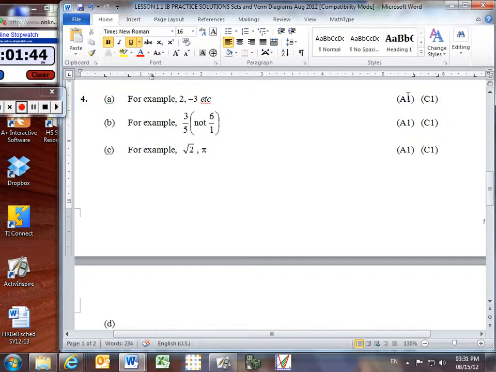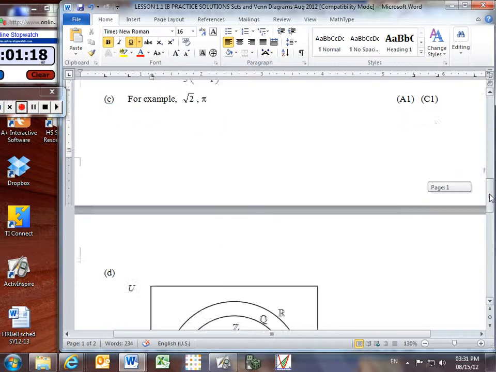In part B, we have to give a fraction, and this is what I was talking about. We don't want a denominator of 1, because then it would be an integer, and we want to make sure that it's only a fraction, but not an integer. And part C, we need to come up with a number that is not rational, cannot be expressed as a fraction. Here's a couple of examples, including the one I gave, pi. So A, B, C are each worth 1 mark.